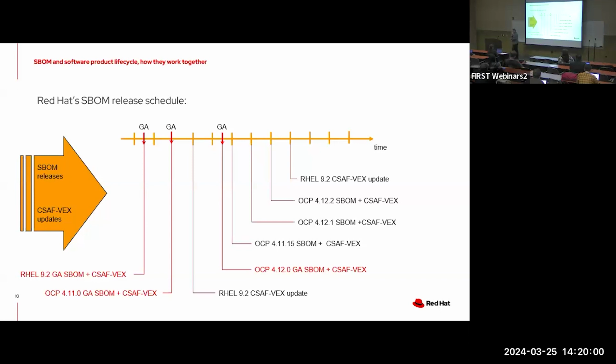That's why on the Red Hat side, we will produce different SBOMs at different times. There will be a different SBOM schedule depending on the product version and product lifecycle model.